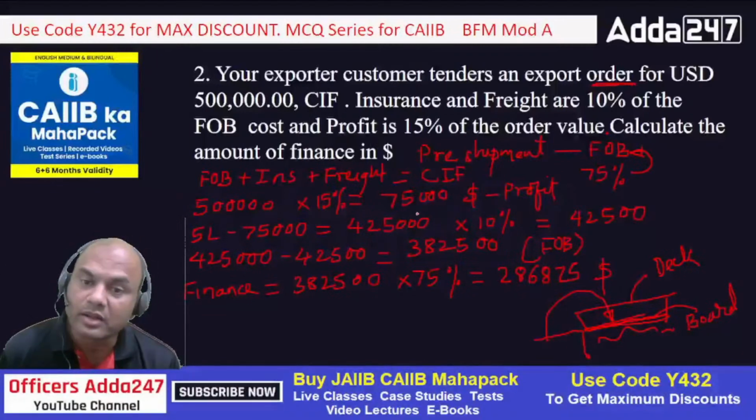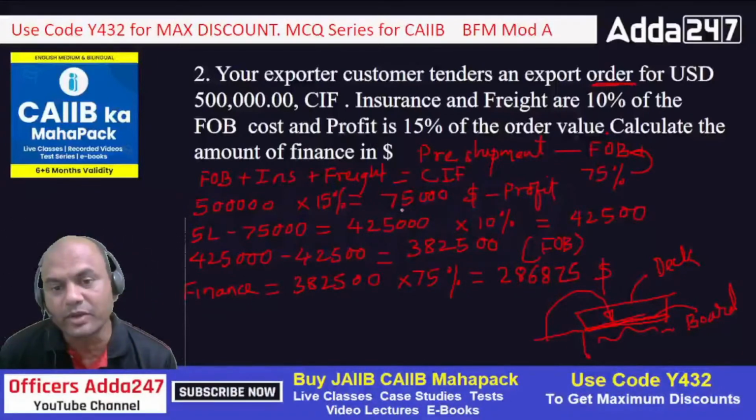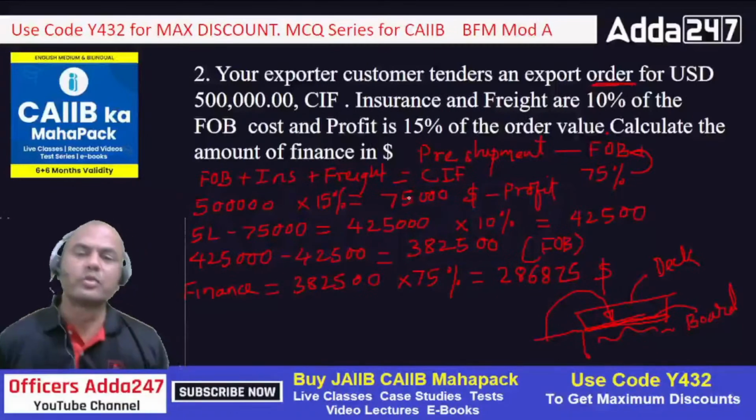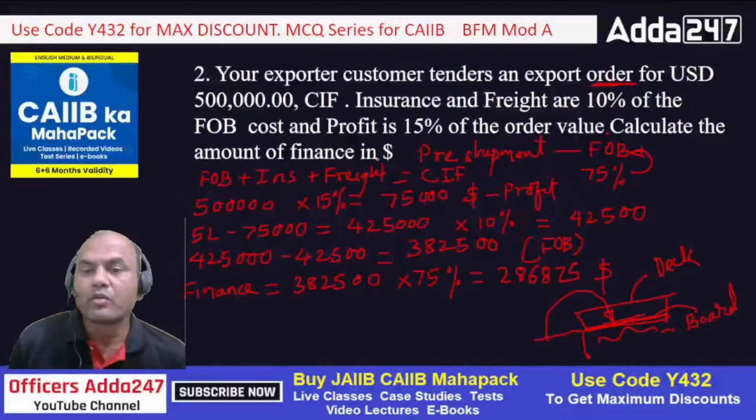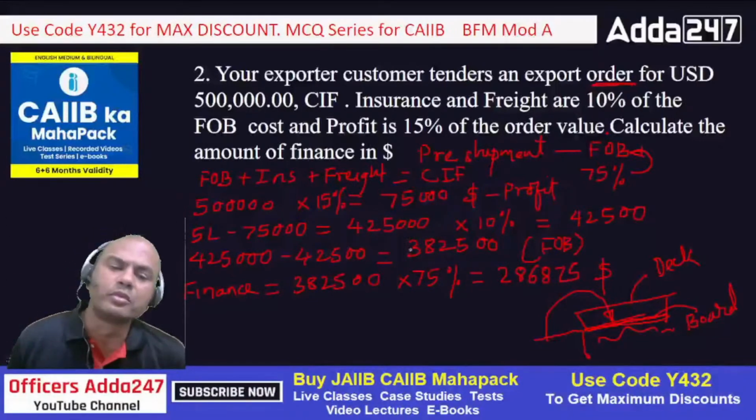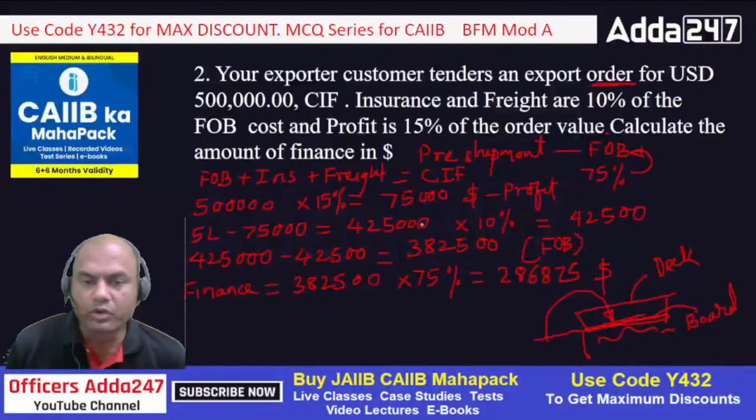Now is this my answer of FOB? No, I want FOB. This is CIF, isn't it? Profit is removed, but CIF is still there. So now I'll have to remove this insurance and freight. What is given? Both combined are 10%. So now remove 10% from this. 425 into 10%, so it is 42,500.